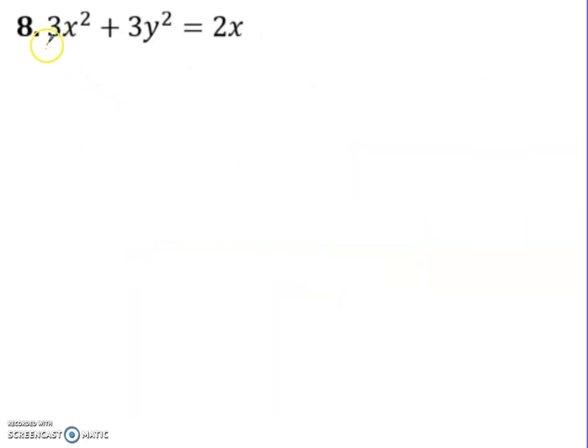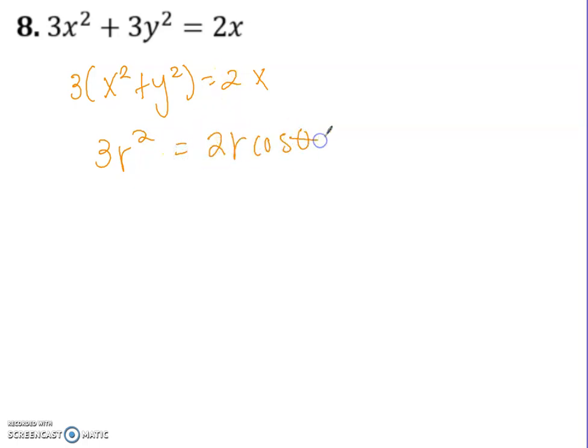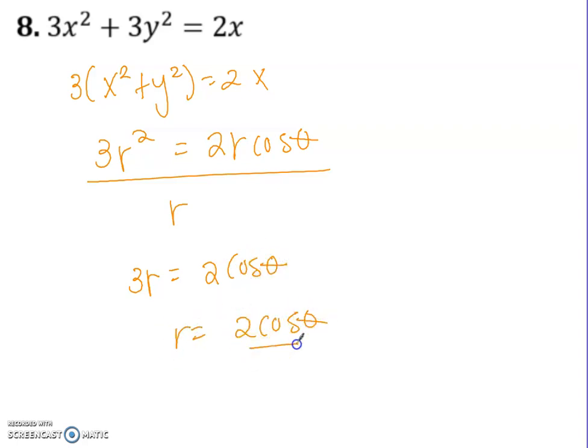Okay, well, I think this is the last one. So, x squared and y squared, we like that. So let's take out the 3. Now this is 3r squared. And that is 2r cosine theta. Look, I can divide both sides by r. So now this is 3r is equal to 2 cosine theta. Now all we do is go r equals.